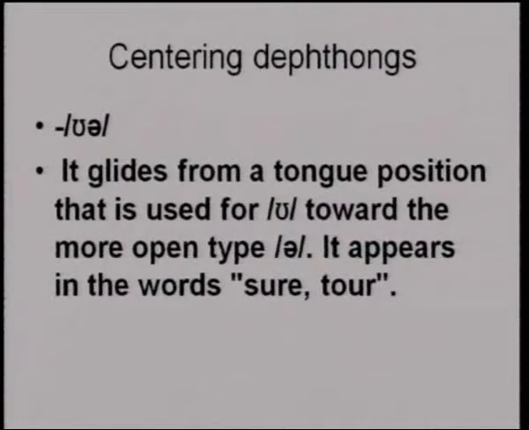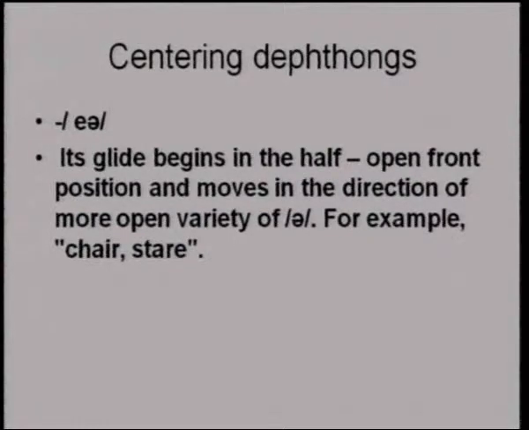We have o, as in sure, to, okay? It glides from a tongue position used for o, to, towards a more open type, that is schwa. It appears in words like sure, tour. We have air, as in chair, stare. Another centering diphthong.